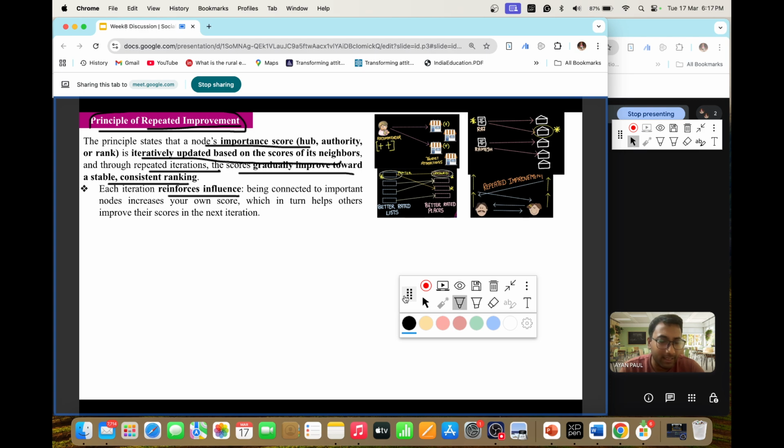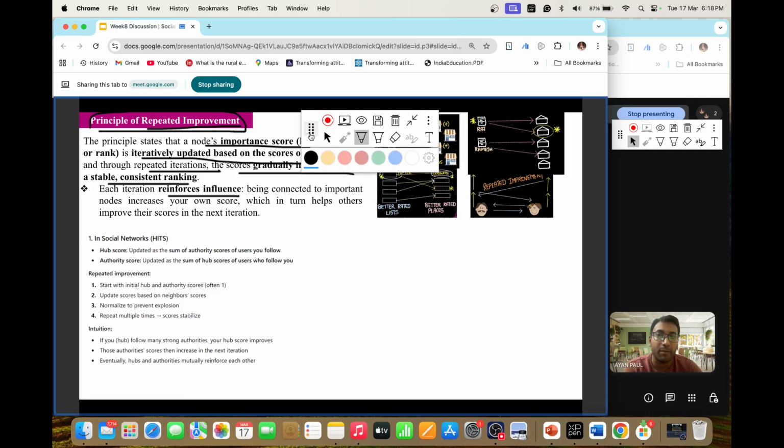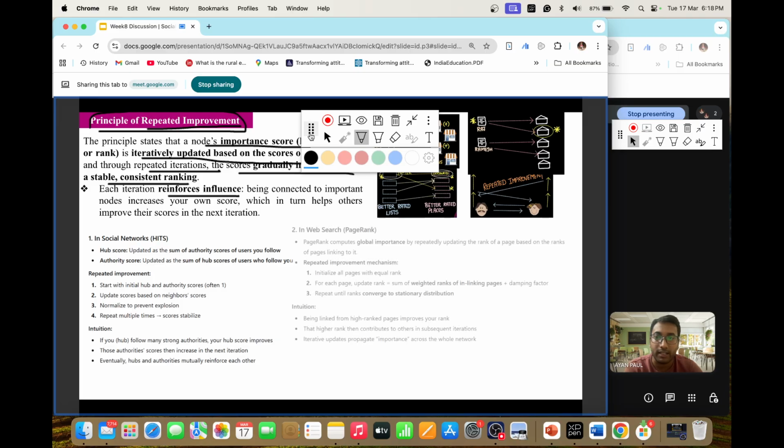Now, this is something that has been taught to you in the slides in the weeks, so you can just discuss. But this is what the principle of repeated improvement is. So now we will discuss the principle of repeated improvement in two cases. One is the social network, that is HITS, and second is web search, that is PageRank.